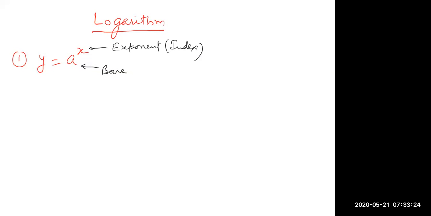So x is the input here, x is the domain, y is the output. For example, y is equal to 2 raised to power x, y is equal to 3 raised to power x, y is equal to 2 raised to power minus x. You put the value of x, you will get y.